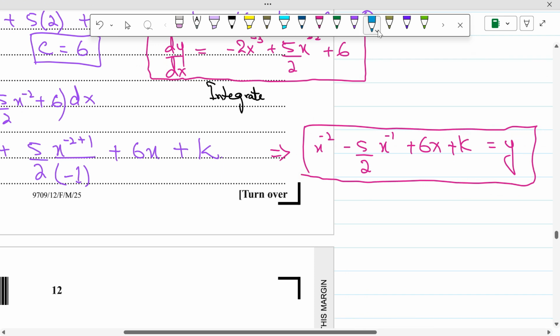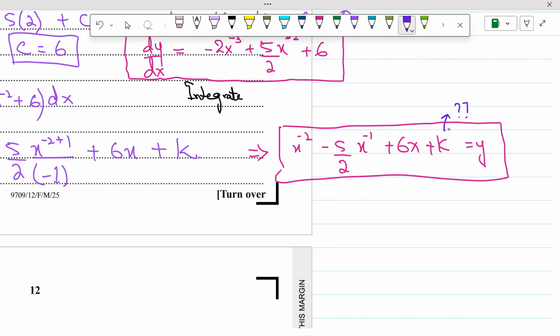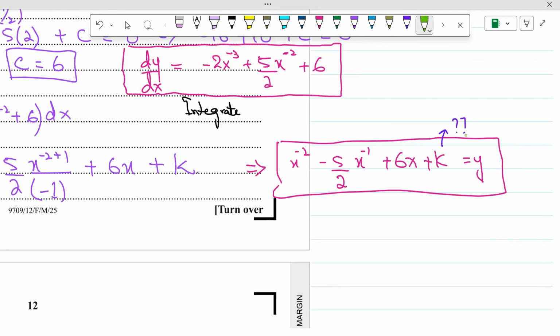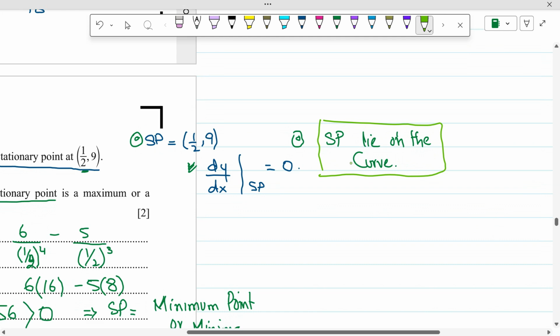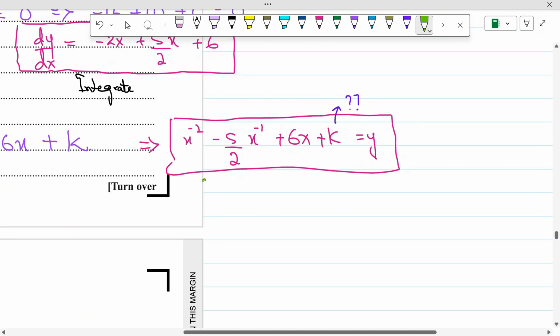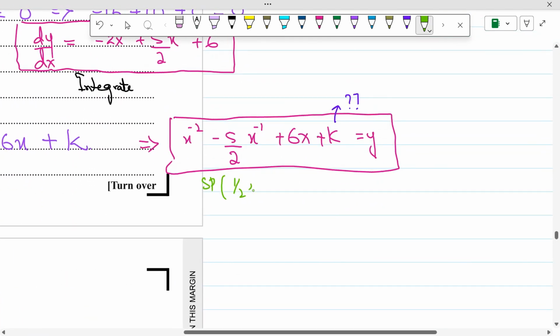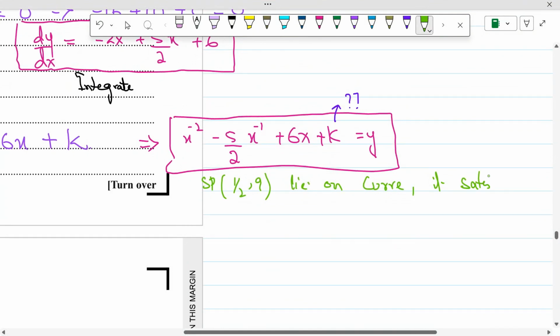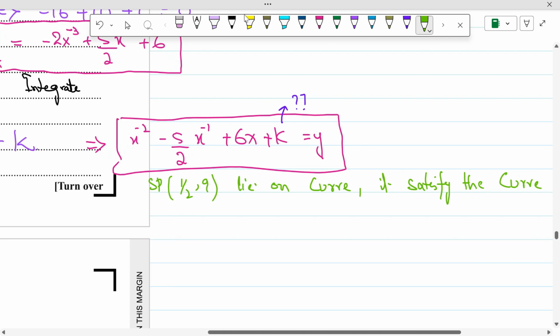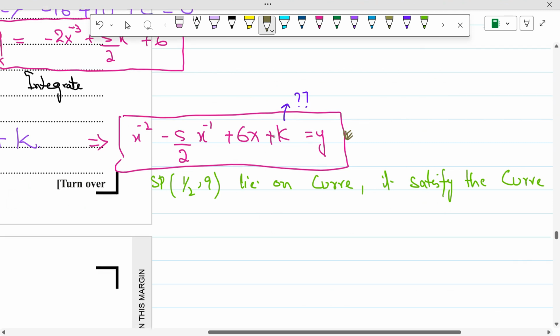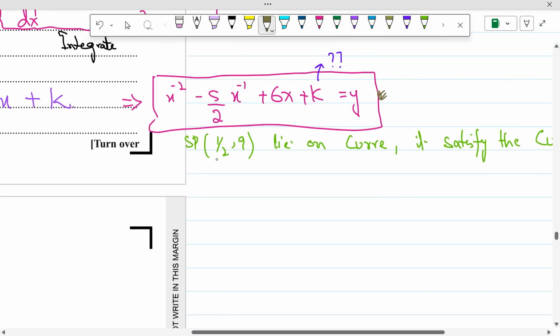Again we have another unknown, k, so we need to find the value of k, and how can we find it? By using the information that the stationary point lies on the curve. It means the stationary point, which is (1 over 2, 9), lies on the curve. So this point satisfies the curve equation, so plugging this stationary point in this equation, we can find the value of k. This one is x and this one is y.